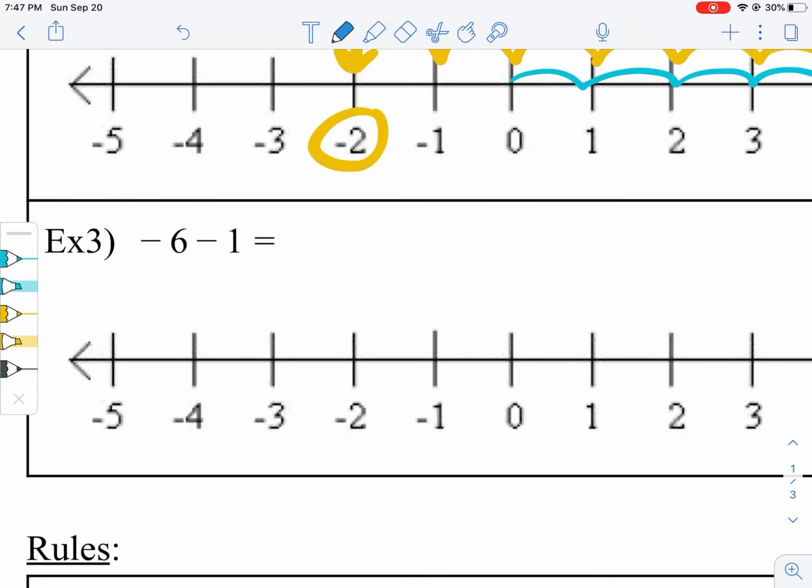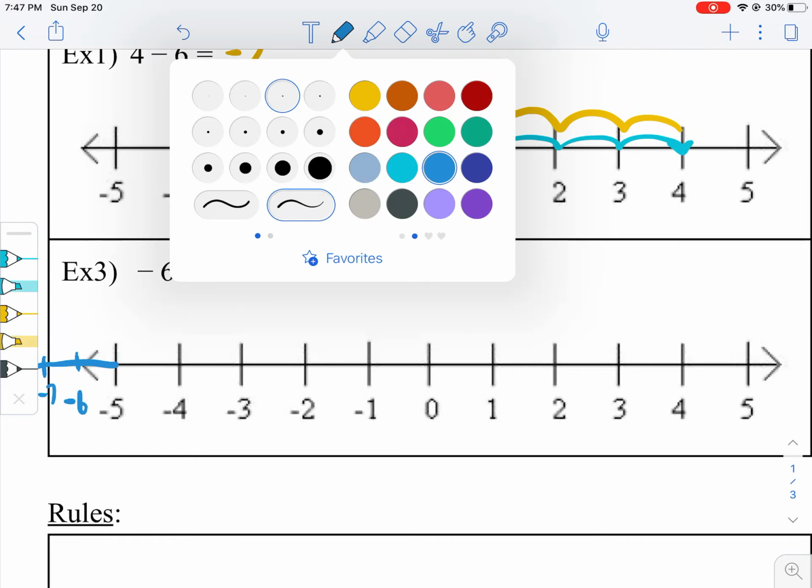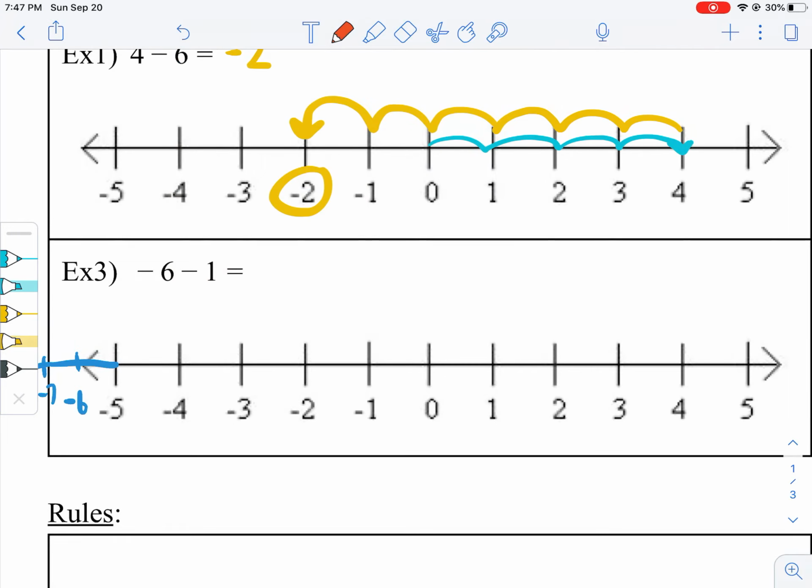Then we have this one. We have -6 minus 1. And I'm going to have to extend my number line a little bit. So -6, -7. Okay, so we are going to go to -6 is where we're starting. So here I'm at 0, 1, 2, 3, 4, 5, 6. And I am subtracting 1. I'm losing 1 more, which means I'm going to the left 1 more, which means I end up at -7.